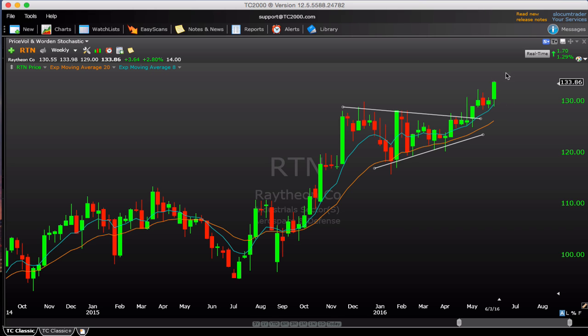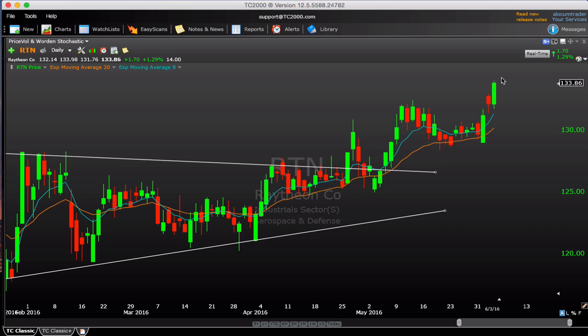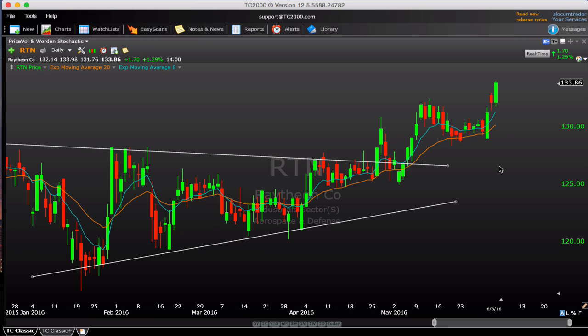I don't necessarily recommend chasing this move, but it's something that's in play. It's going to bid on any further weakness, a dip or a pullback, something you may want to consider getting in as it trades at all-time highs. RTN, I like it. We're long it.